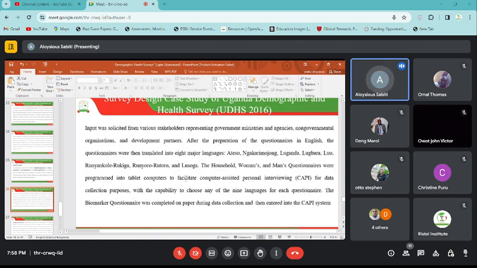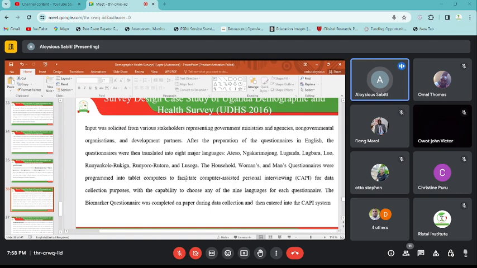Here we are again further showing how questionnaires were developed, and we're saying that input was solicited from various stakeholders representing government ministries, agencies, non-government organizations, development partners. After the preparation of the questionnaires in English, the questionnaires were then translated into 8 major languages in Uganda. And you can see the languages there: Nakaramejong, Luganda, Lubara, Luo, Runyankole, all these languages that are common.